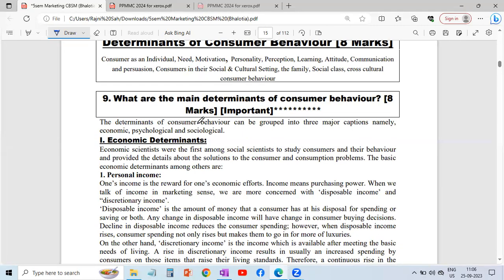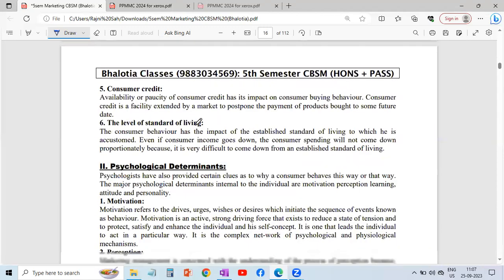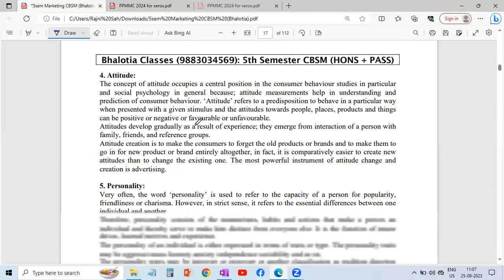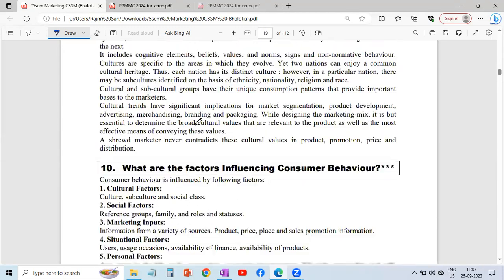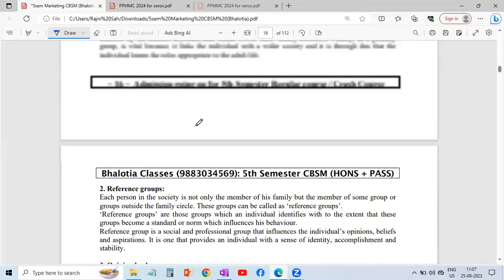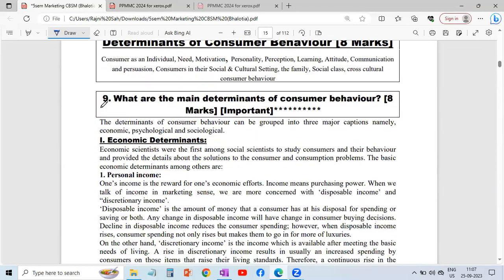Now moving on, what are the main determinants of consumer behavior? First we need to understand what the determinants of consumer behavior are. The determinants of consumer behavior can be grouped into three major captions: economic determinants, psychological determinants, and sociological determinants. In between, we have a lot of points. So this answer is appropriate, you don't need any addition here. This is appropriate, enough is written, so we'll read from here itself. No issue.